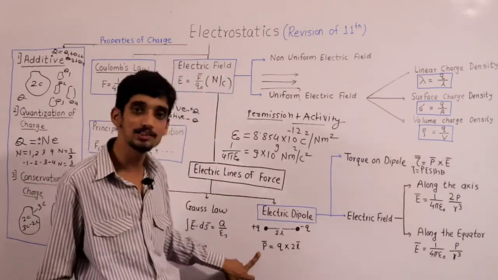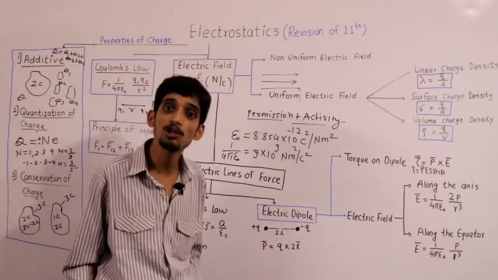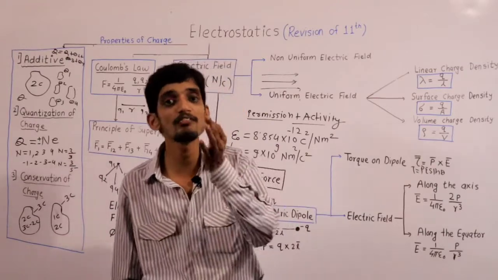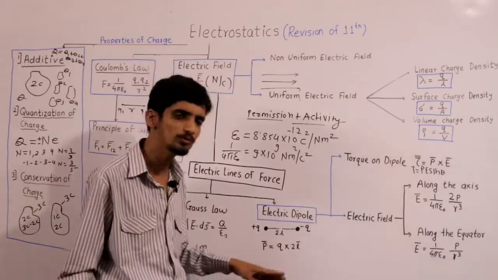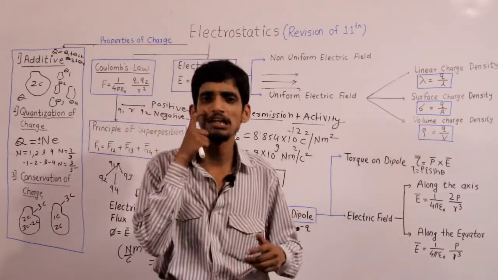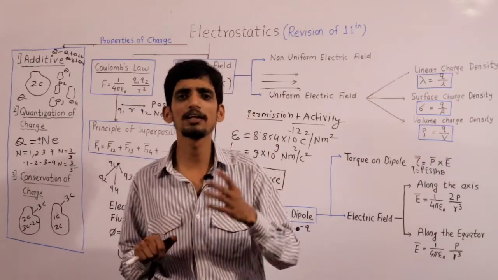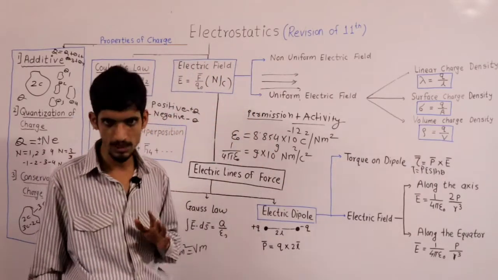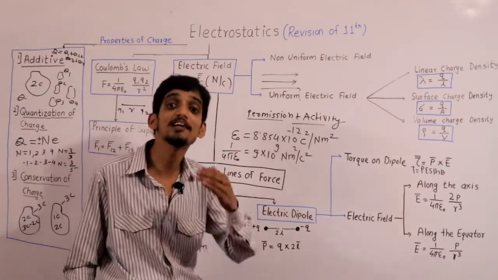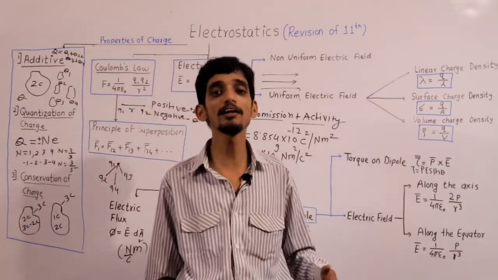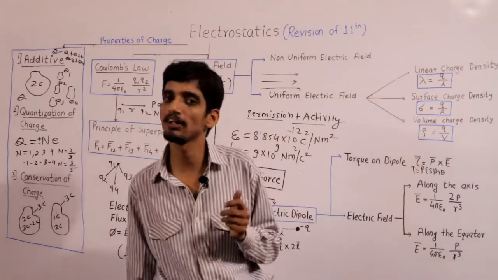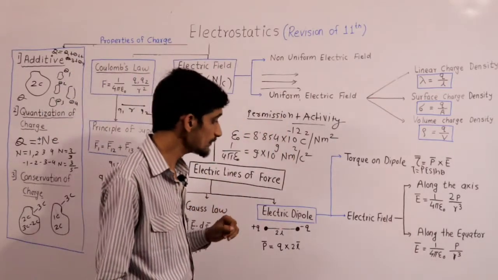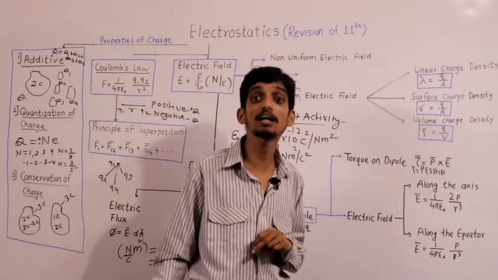What is the dipole moment? P bar is equal to Q into 2L bar. It means if you take the product of any one of the charges and multiply it with the length of the dipole, you will get the dipole moment, and its unit is Coulomb meter. And this dipole moment is the identity card of that particular electric dipole. It is the identity of electric dipole. Clear?